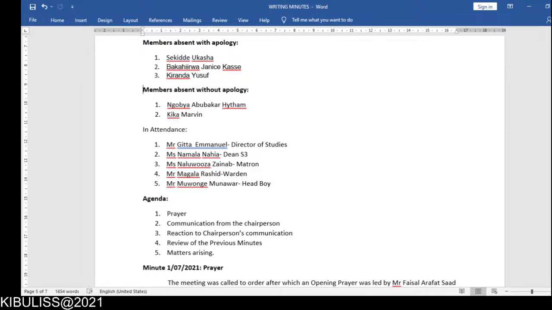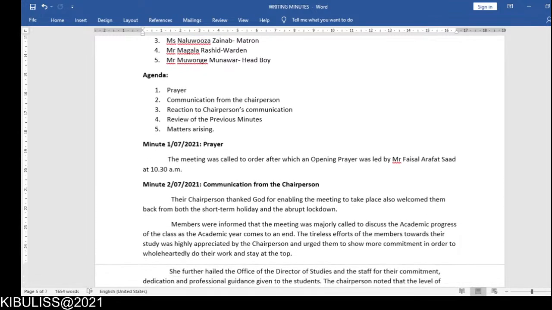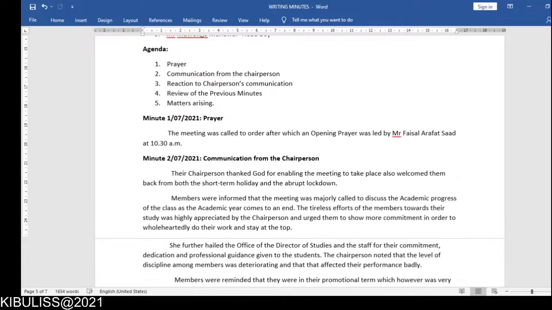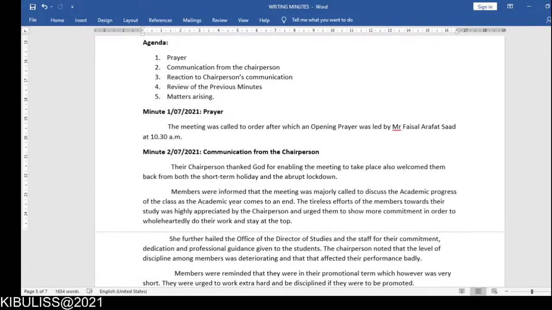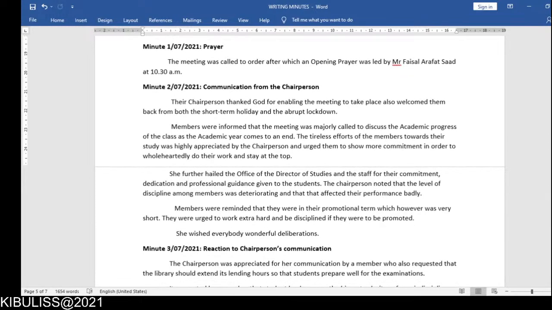Agenda, I'm not saying anything about that. Now, in the itemization in the body, if you scroll, you can see we have used our conventional indented paragraphs. We have tried to use past tense. We have tried to use reported speech.